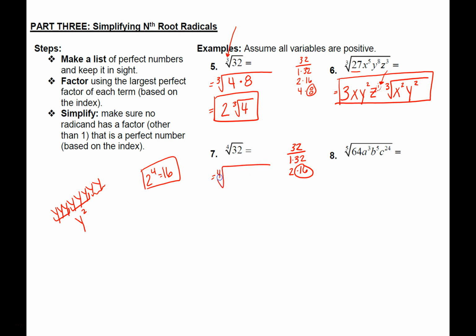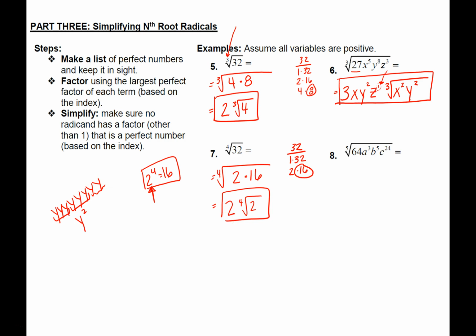I'm going to draw my 4th root, not forgetting about my index. I'm writing 2 times 16. The 4th root of 2 stays as it is because that's in simplest form, but the 4th root of 16 is that 2 base from our perfect numbers. So our final answer is 2 times the 4th root of 2.